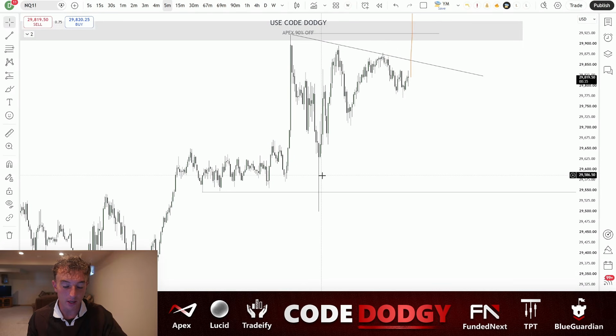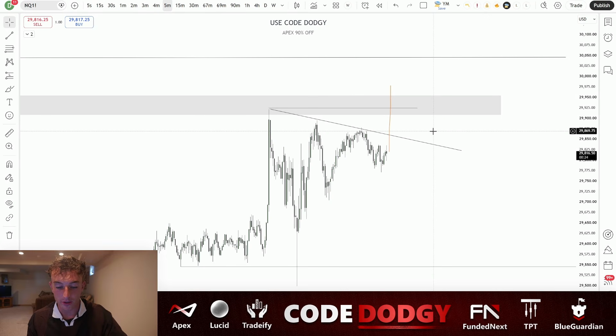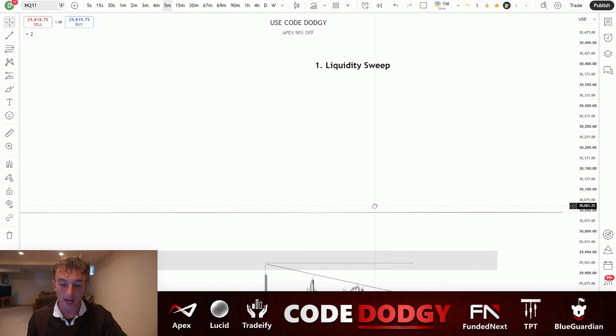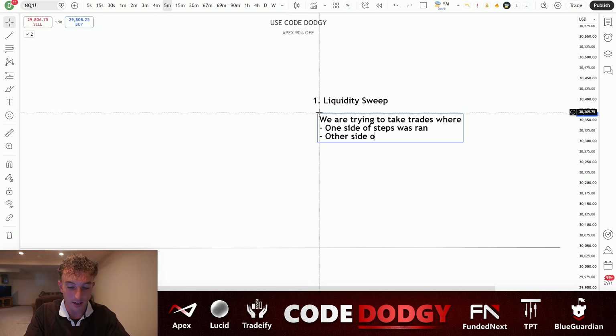This candle's wick would have already ran every single stop loss here, right? We're up here, we don't have a wick to run any stop loss. Now we do, now we don't, right? And we're trying to take trades where one side of stops have been ran and the other side haven't. That is very, very, very key. We are trying to take trades where one side of stops was ran and the other side of stops were not ran.